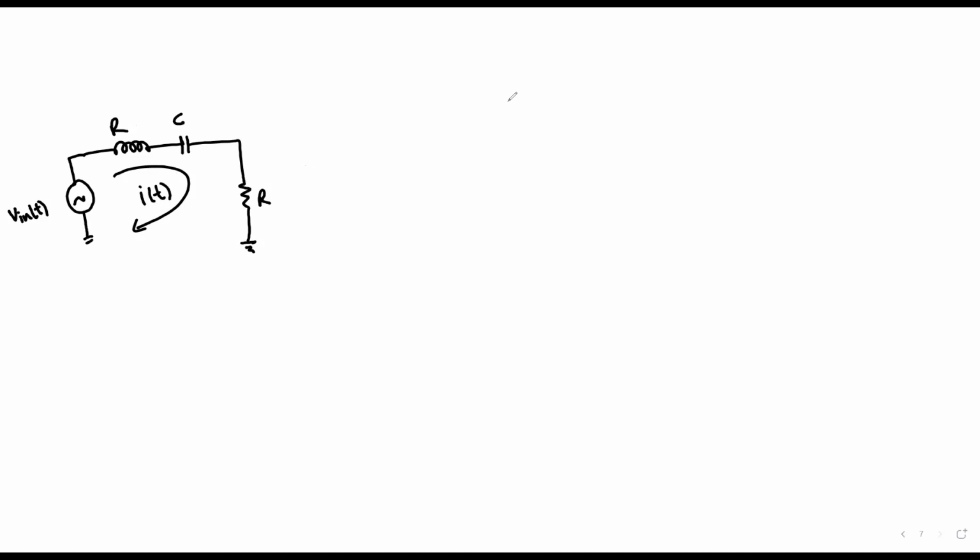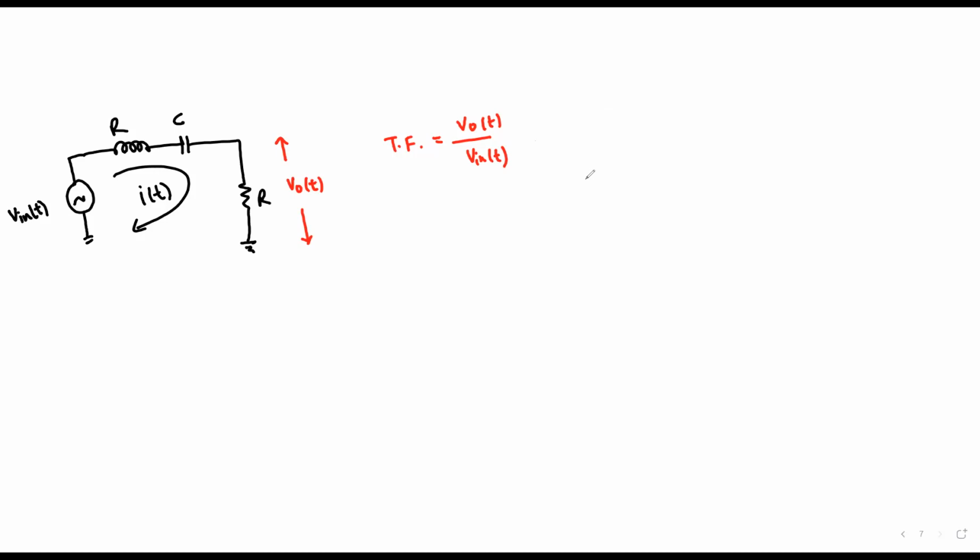And the current that flows through the circuit is i of t. Fine. And what we do here now, we try to obtain the voltage VO of t across this resistor right here. So the transfer function is the ratio of VO of t divided by V in of t. We know that. So how to obtain the transfer function and plot it with respect to frequency.